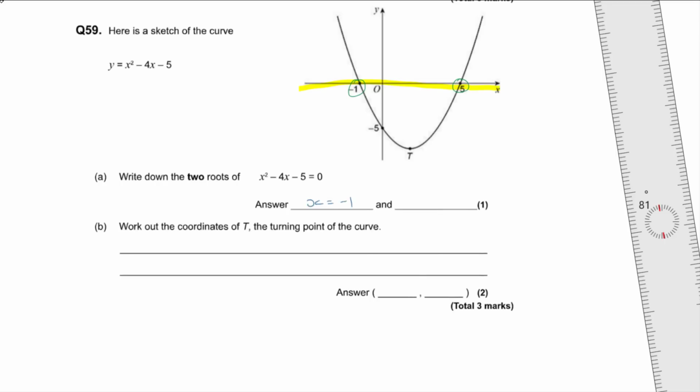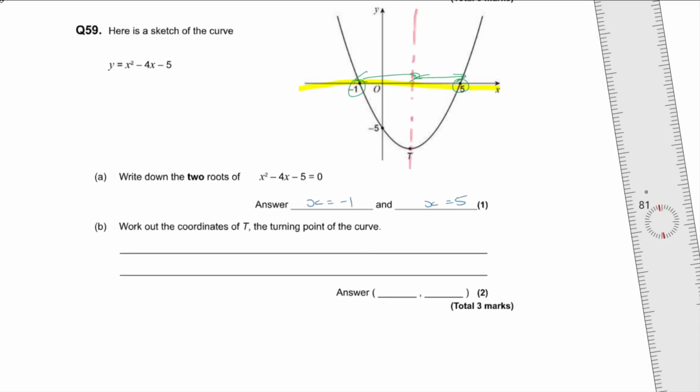So x equals minus 1, and x is equal to 5. Part B says work out the coordinates of T, the turning point of the graph. Okay, so the lowest point on the graph, there's different ways you can do this. The x coordinate is going to lie halfway between these two. Because the graph is symmetrical down the middle here, this is like a mirror line, the distance from here to here is the same as the distance from there to there.